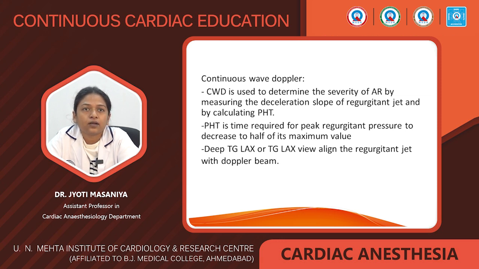Here, by using continuous wave Doppler, we measure the deceleration slope of the regurgitant jet and calculate the pressure half time. Now, what is the pressure half time? It is the time required for the peak regurgitant pressure to decrease to half of its maximum value. For calculating pressure half time, we use the deep transgastric long axis view or transgastric long axis view because it aligns the regurgitant jet with the Doppler wave.